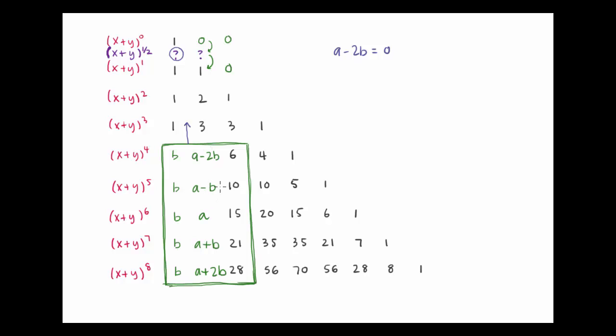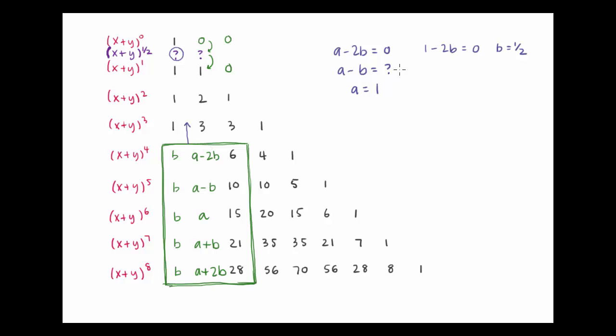The a minus b, the second entry down, will cover this question mark. So a minus b will equal the question mark, which will be the second coefficient in the expansion of x plus y to the 1/2. This a will cover this 1. So a is equal to 1. And now we have a little algebra problem to solve. If a is equal to 1 and we substitute that into the top equation, we have 1 minus 2b is equal to 0, which has the solution b equals 1/2.